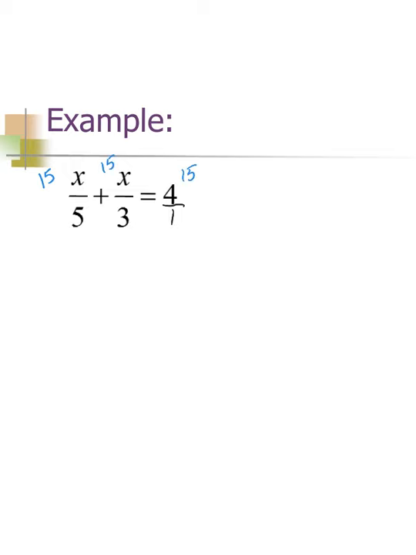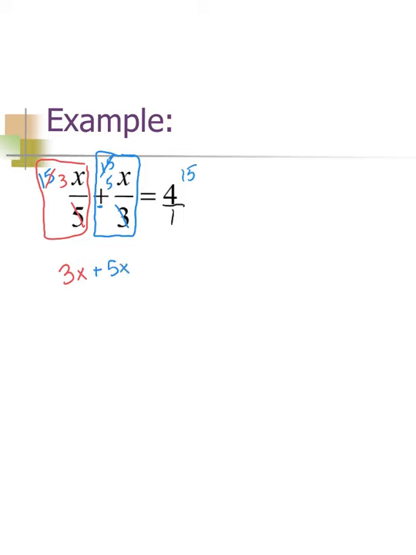So if I focus on the first fraction here, the 5 reduces the 15 to a 3, so this becomes 3x. If I focus on the second fraction, remember, take that sign with it. Make sure the sign is with it. The 3 reduces the 15 to a 5. So positive 5 times x is positive 5x.